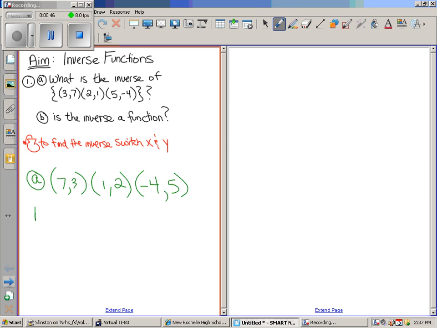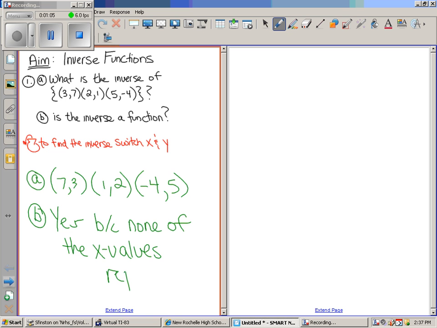Is it a function? Very good. Yeah. None of the x values repeat. Great job, Kev. Great job.